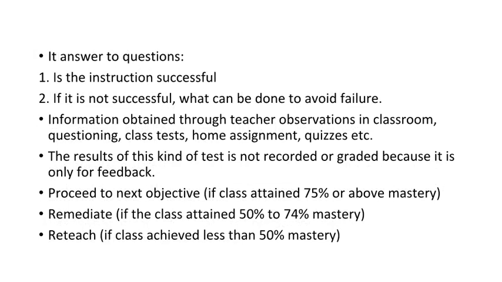Information is obtained through teacher observations in classroom, questioning, class tests, home assignment, quizzes, etc. The results of this kind of test are not recorded or graded because they are only for feedback. If the class attains 75% or above mastery, proceed to the next objective. If the class attained 50% to 74% mastery, reteach. If the class achieved less than 50% mastery, remediate.